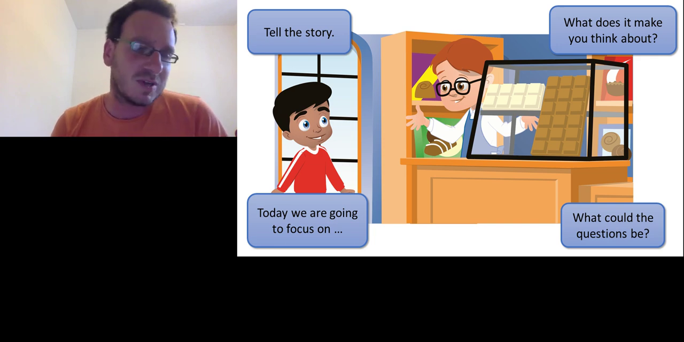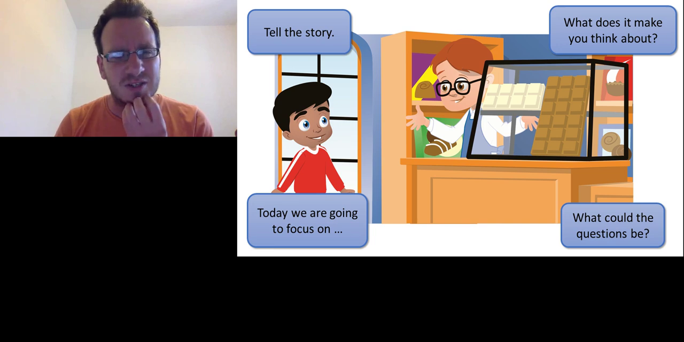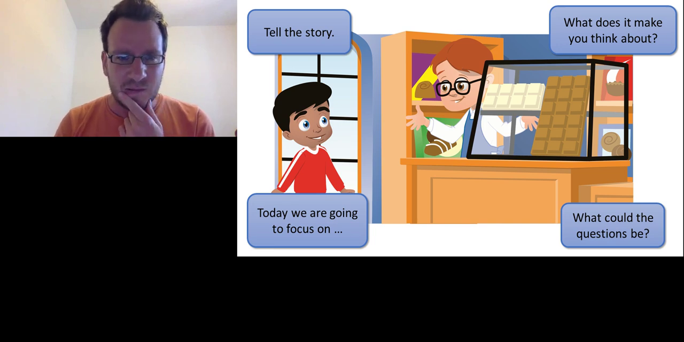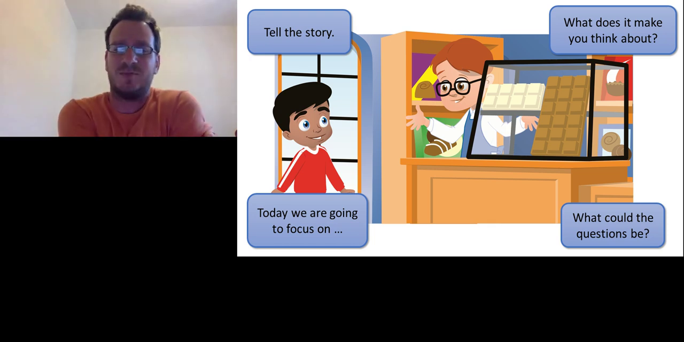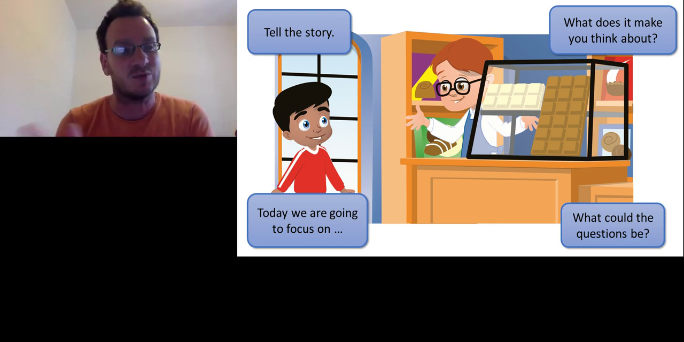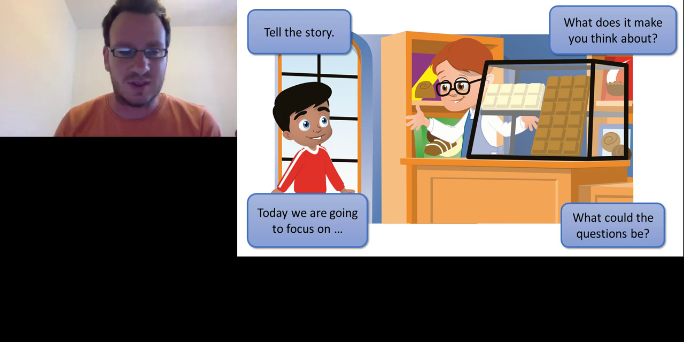Next one, well, what does it make you think about? Has it reminded you of anything? Have you started to have any questions? Have you started to ponder anything? Then I might say, well, what could the questions be? Inevitably, you'll get some questions that aren't maths-based, but try and guide them towards the maths. Now, originally, the idea would be, the teacher would say, well, actually, the question we're going to focus on today is this. And I think at this stage, you've got a decision.